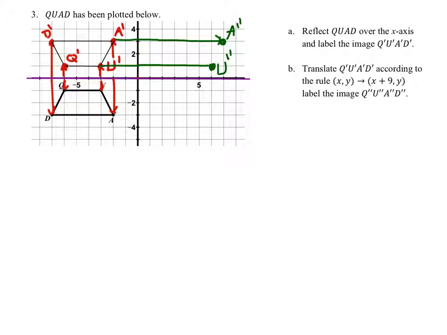Now the other ones I'm just going to go in relation to these other points. For example, Q is 3 to the left of U prime, so it'll be 3 to the left of U double prime as well. And that's Q double prime. D is 5 to the left of A, so D double prime should be 5 to the left of A double prime. So that gives me D double prime. It's just a different way to look at it. And now we'll connect these points. And there we have it, the double prime image of the pre-image quad.